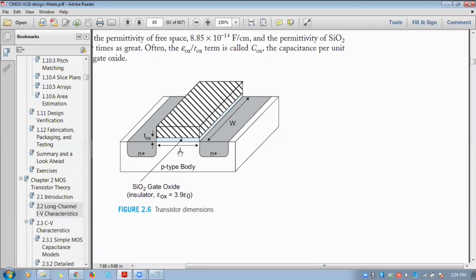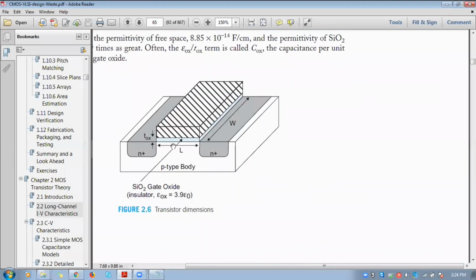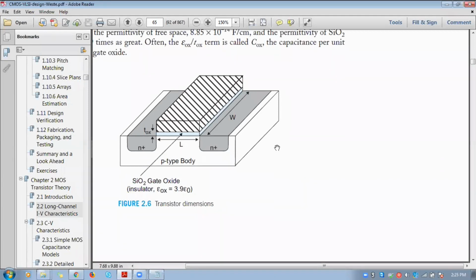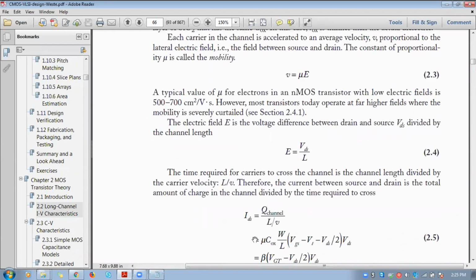Velocity v is with respect to the mobility of the electron as well as the electric field applied between the source and drain. So velocity will become mobility into electric field. Here the electric field is the lateral electric field due to the application of the potential difference VDS, that is the potential difference between the drain and source. So E will become VDS divided by L. That is the lateral electric field. So E equals VDS by L, and that also you can substitute.